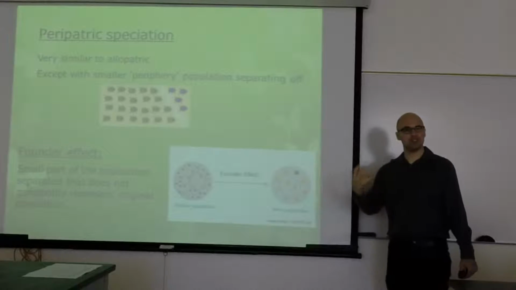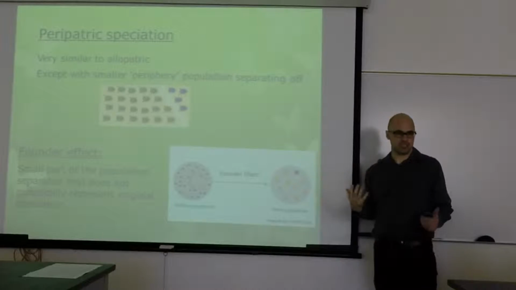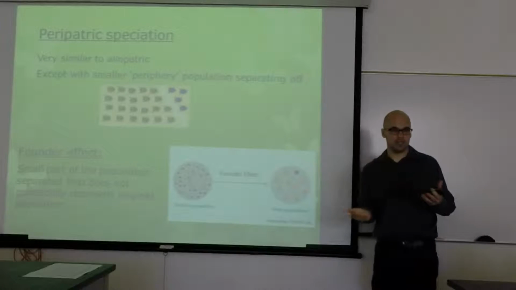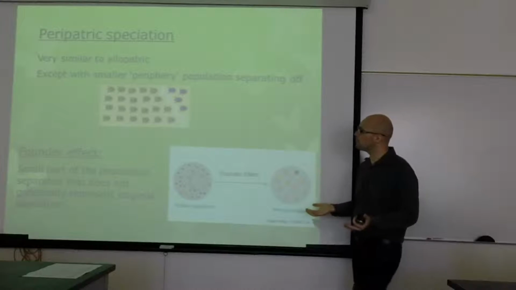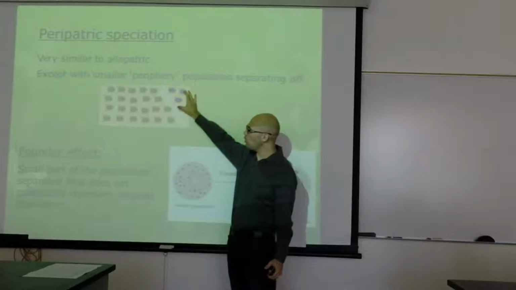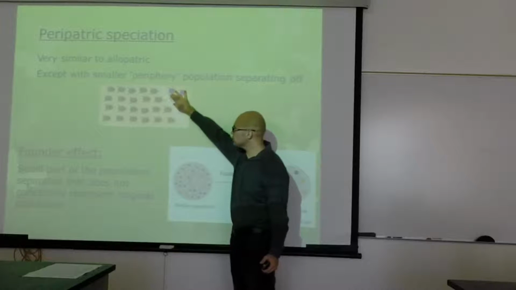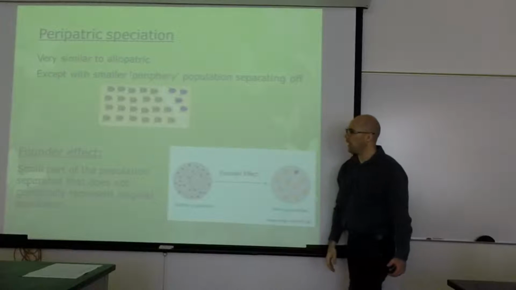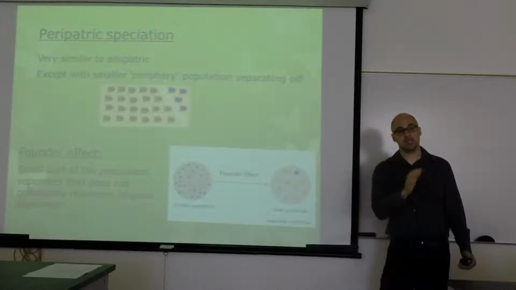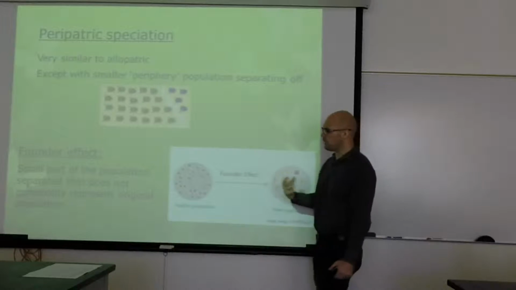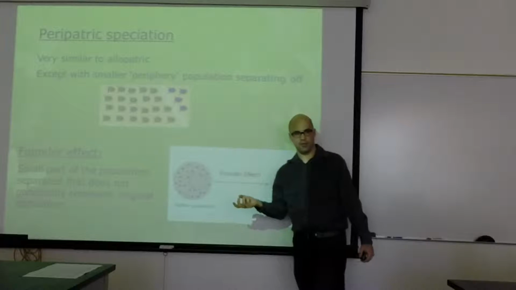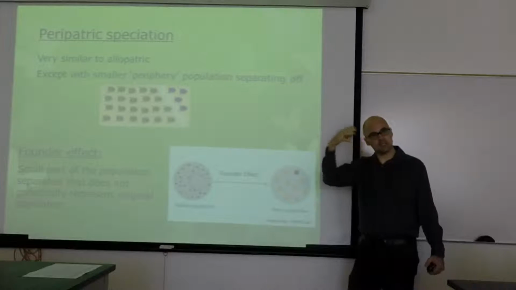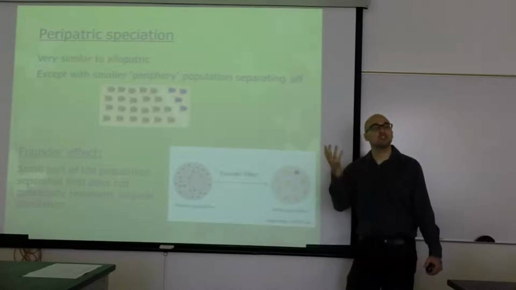So now we'll move on to the next type of speciation, which is similar to allopatric. It's called peripatric, which is essentially just a type of allopatric speciation, except instead of a population being roughly divided in two, we're looking at a smaller periphery population. So it's a smaller population on the edge that gets separated due to a physical separation, just like the allopatric speciation. Now this can lead to what we call the founder effect.